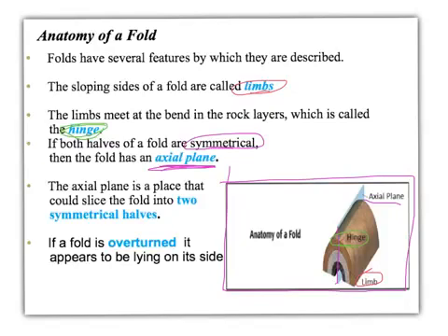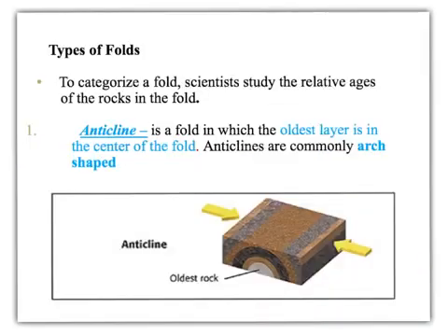Now sometimes the fold is overturned and it's lying on its side, and so the axial plane is horizontal. Or it could be partially turned and the axial plane could be diagonal. The big thing is to find the axial plane. You need to find where the two symmetrical halves are, and you're going to look for that general folding shape like we see right here. There are three types of folds, and each type tells us something different about the age of the rocks inside.